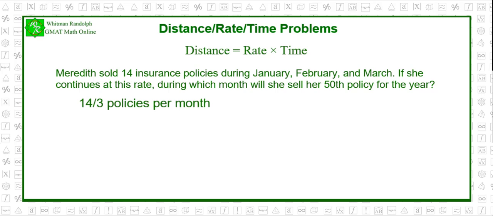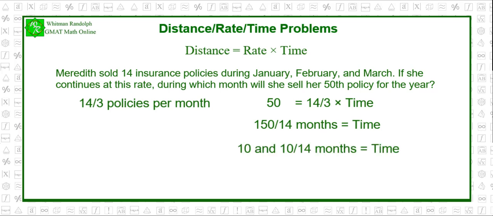To apply the formula, we need to think of the distance as 50, and we need to find the month during which she will sell her 50th. Plugging into the formula in this situation, we get distance equals rate times time, so 50 equals 14/3 times time. And solving for time, we get 150 over 14 months equal to time.